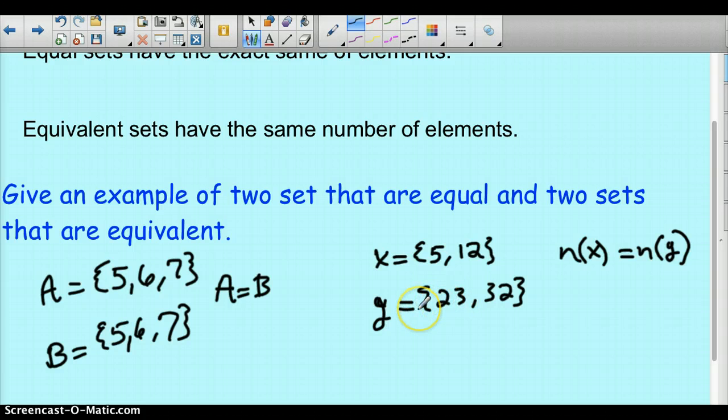So we've done two things here. We've talked about the difference between equal and equivalent sets and finite and infinite sets.